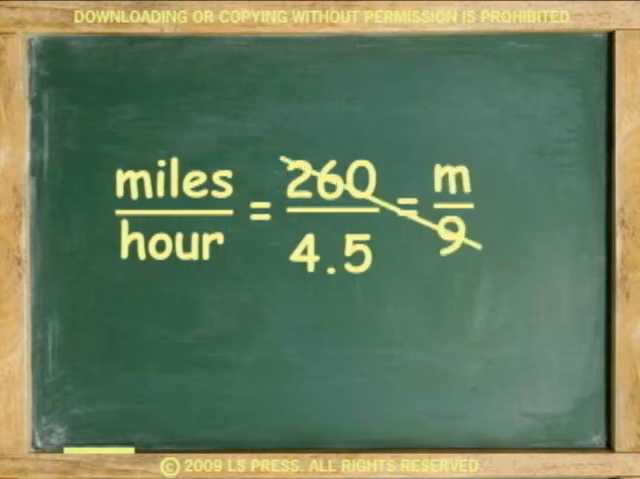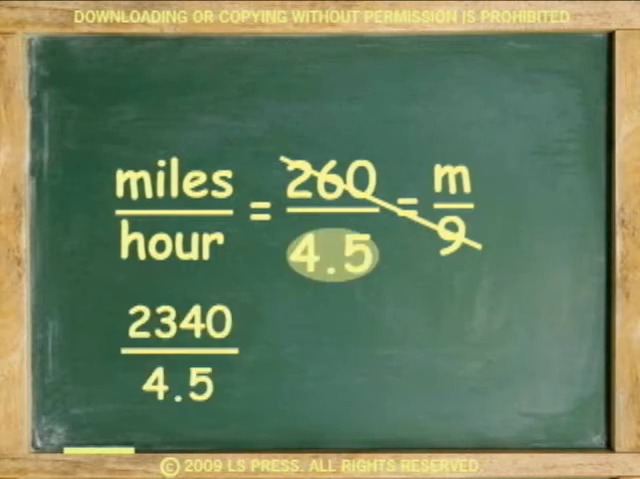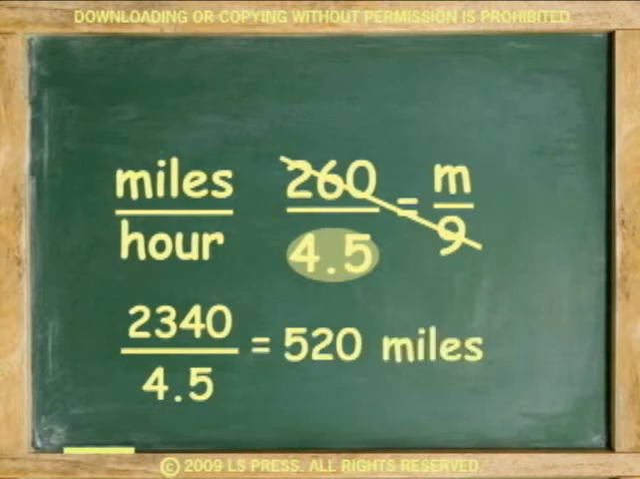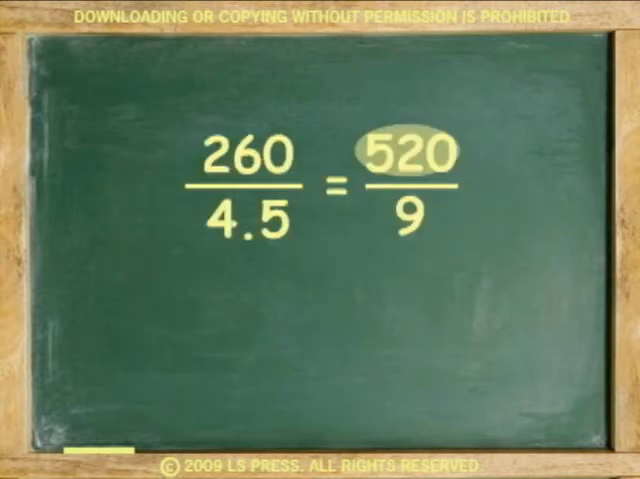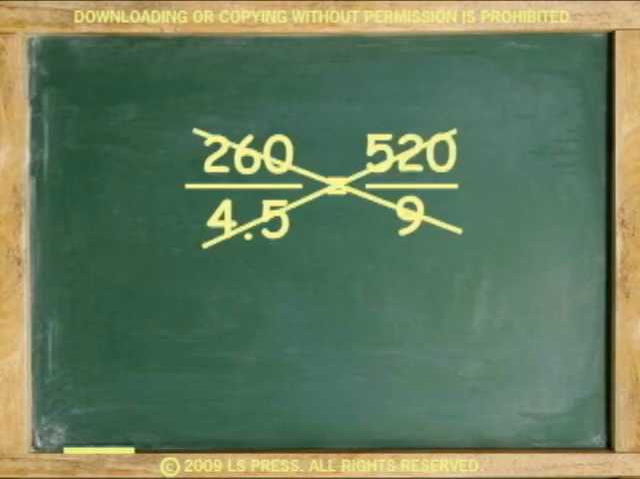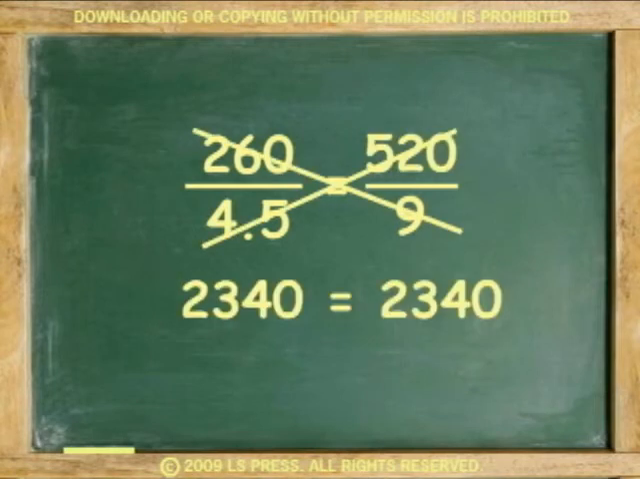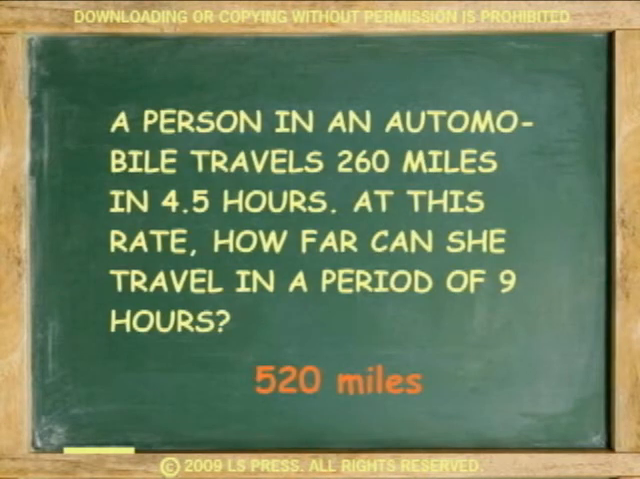Multiply across. 260 times 9 equals 2,340. Divide the results by 4.5 equals 520 miles in 9 hours. To check to see if the answer is correct, include the answer in the proportion and cross multiply. 2,340 equals 2,340. 520 miles is the correct answer.